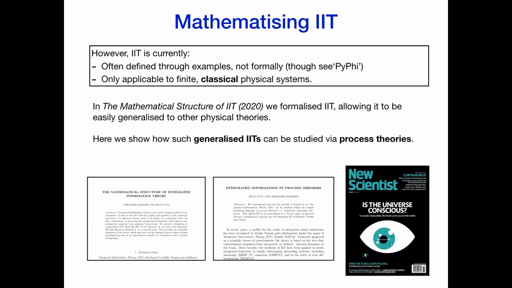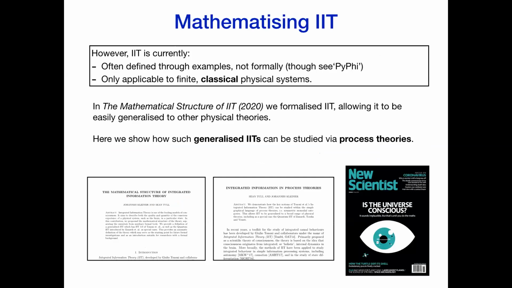It has a couple of limitations. So it's often just defined for lots of examples and not completely formally, although there is a Python implementation. So you can find ultimately a formal definition of the theory. Perhaps more significantly, it only applies to these quite toy kind of systems I just described there, which are very classical. But if it's meant to be a fundamental theory about consciousness, which is what it claims to be, then it should be applicable to basically any physical system, so maybe quantum ones, for example.